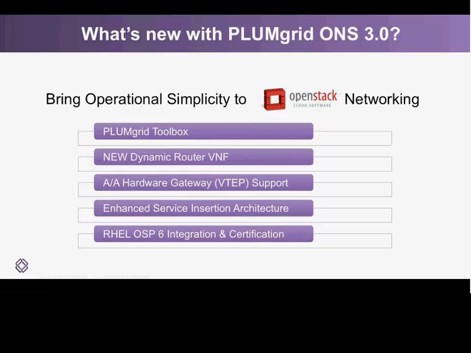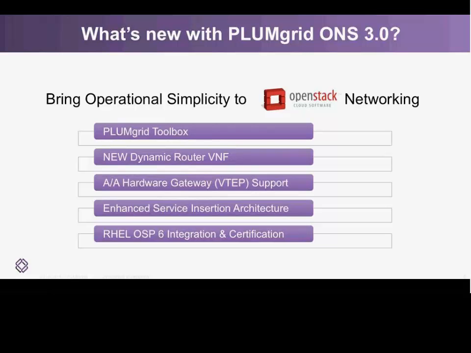And last but not least, the fifth pillar of this launch is our integration and certification with RHEL OSP 6. This is Red Hat OpenStack Platform version 6, meaning this is their support for Juno. We have completed the integration so that we have the ability to fully automate the installation of PLUMgrid ONS on top of RHEL OSP. And we've also fully completed the certification of PLUMgrid ONS with RHEL OSP.